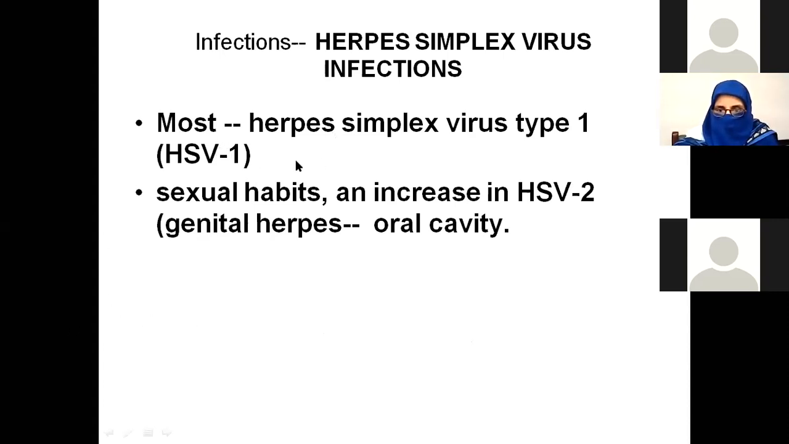Herpes simplex is a viral infection caused by two types of viruses, herpes simplex virus 1 and herpes simplex virus 2. Virus 1 usually affects the oral cavity and virus 2 usually affects the genital tract, but it can affect the oral cavity as well.